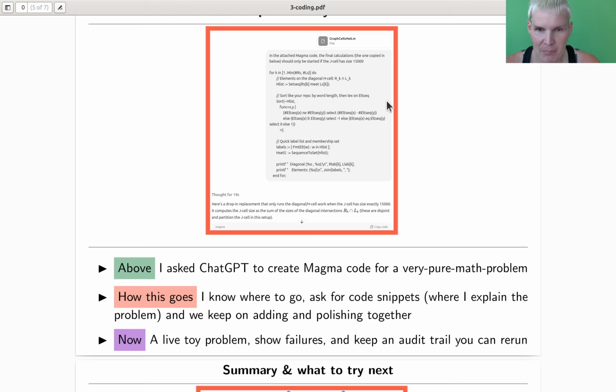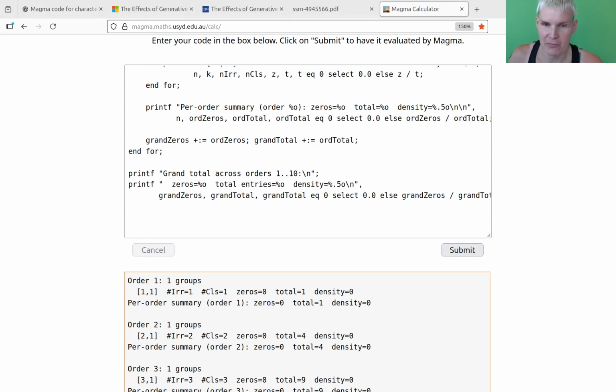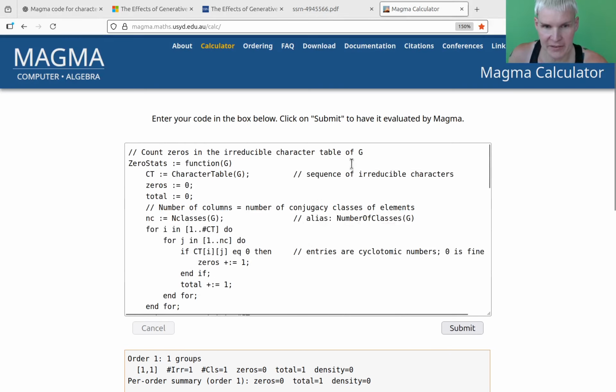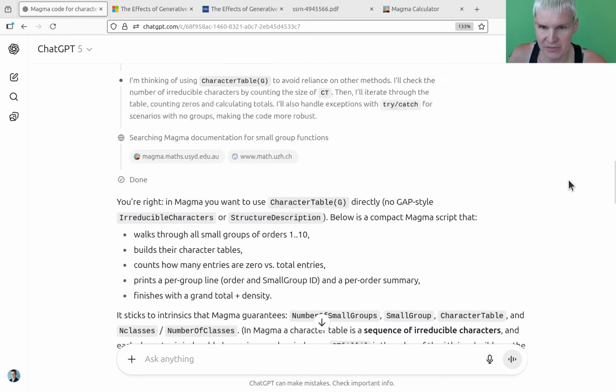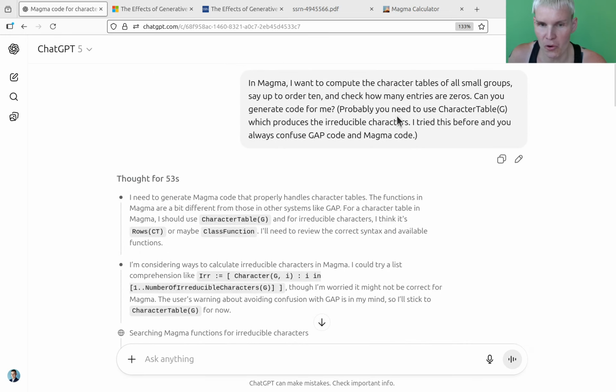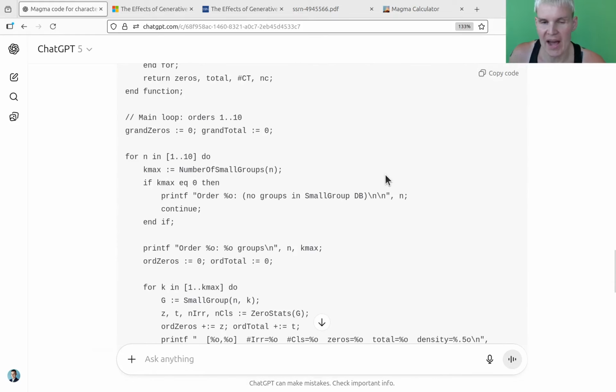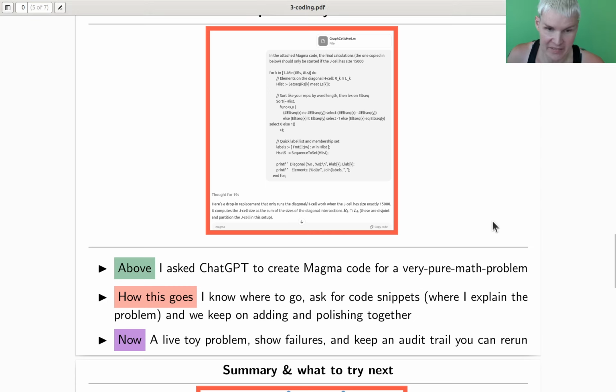Also, my live experience here wasn't all that good, although I will cut it in a nice way. So essentially, let's have a look at the prompt again that I used. I warned it because in the attempt I had before, it essentially gave me GAP code instead of Magma code. So it should be able to do it, and it was able to do it. So sometimes you need to correct a little bit by hand. Doing something live is always a bit annoying, but in general, it's really good.